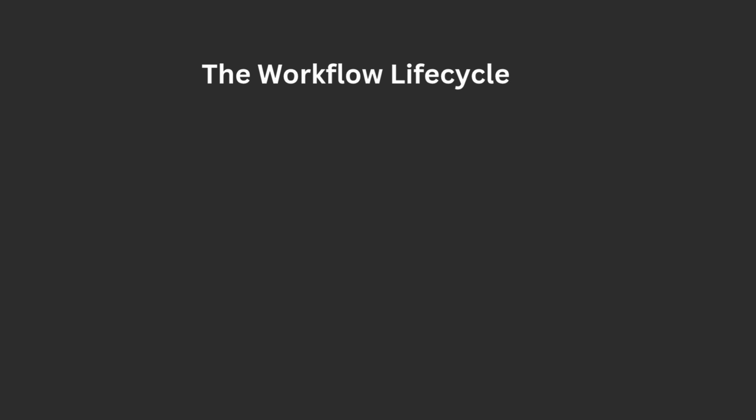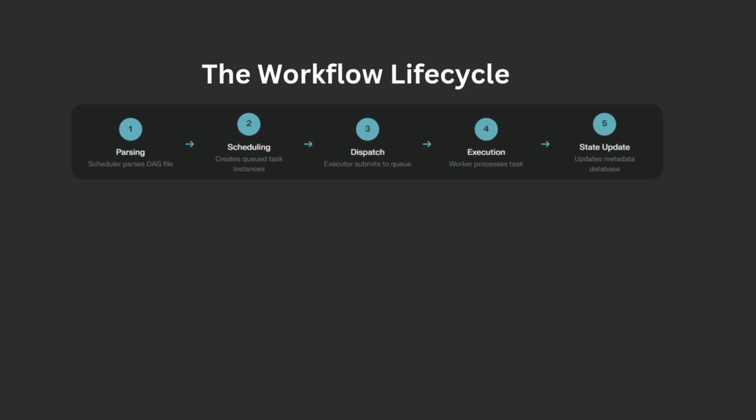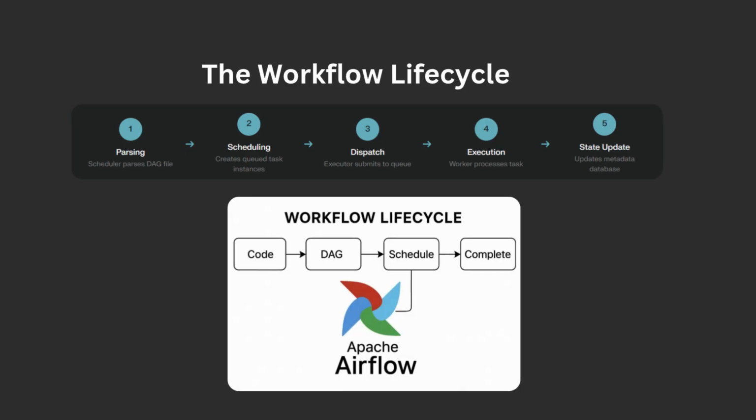The workflow lifecycle. From code to completion. Let's trace the journey of a single task. First, parsing. The scheduler parses the DAG file from the DAGs folder and identifies the task. Second, scheduling. The scheduler observes that all upstream dependencies for this task are complete. It then creates a queued entry for the task instance in the metadata database.